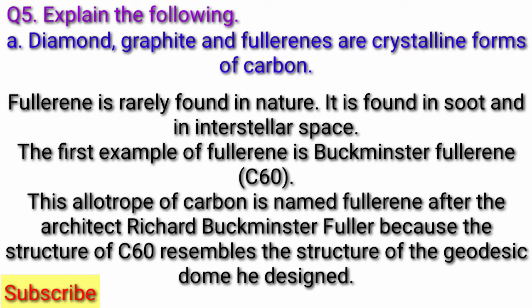Fullerene is rarely found in nature. It is found in soot and in interstellar space. The first example of fullerene is Buckminsterfullerene. This allotrope of carbon is named fullerene after the architect Richard Buckminster Fuller because the structure of C60 resembles the structure of the geodesic dome he designed.